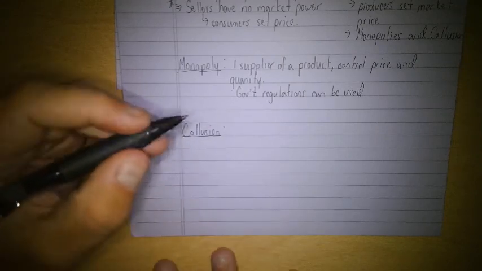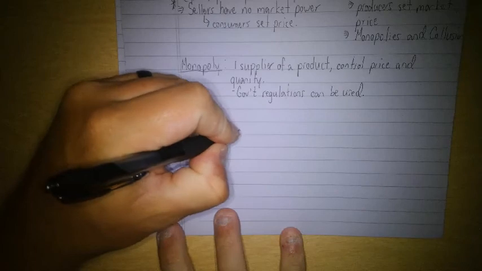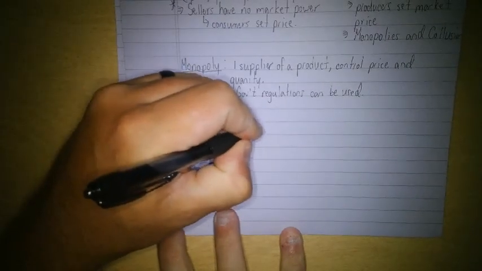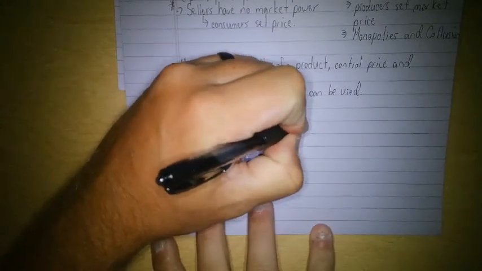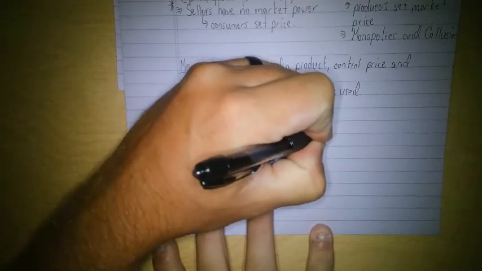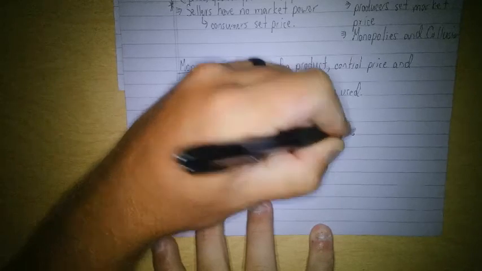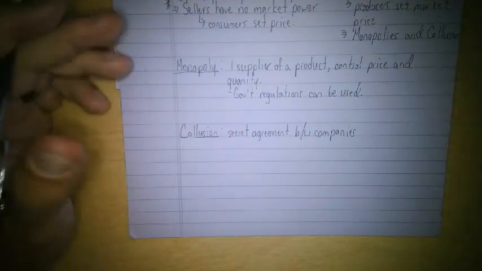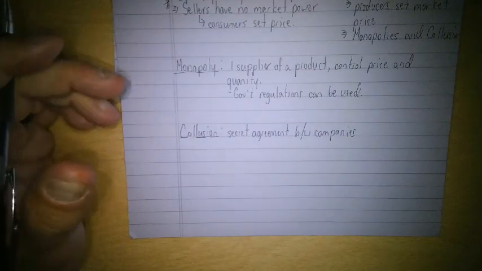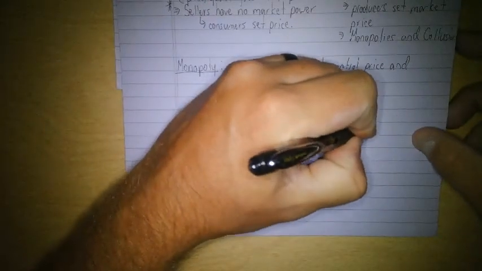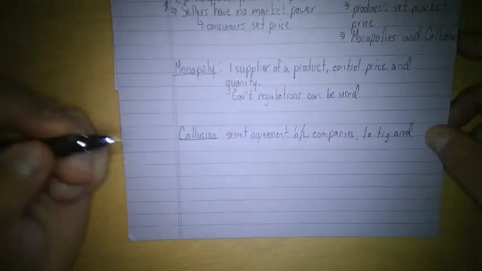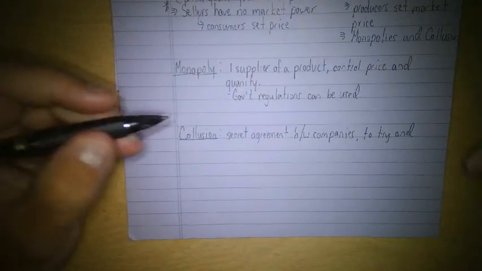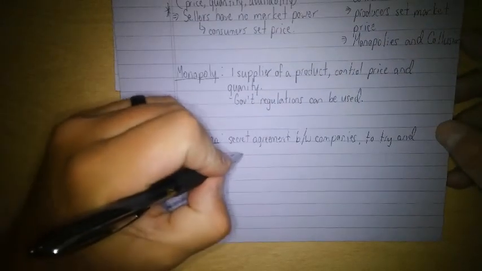So collusion, put down that it's a secret agreement between companies. Okay? And this agreement is to try to control the market. And what I mean by control the market is price and quantity. To try and control the market.